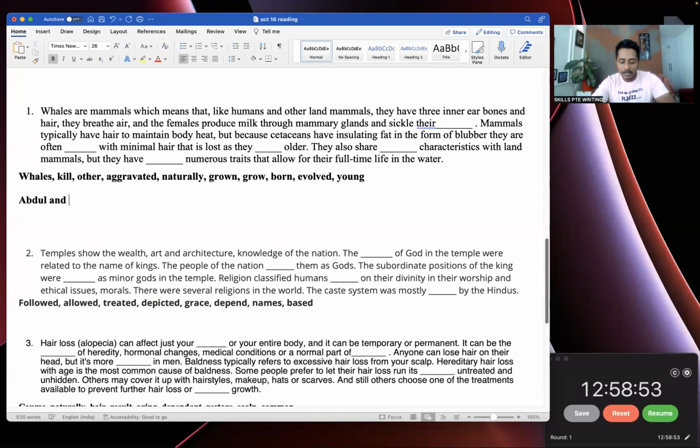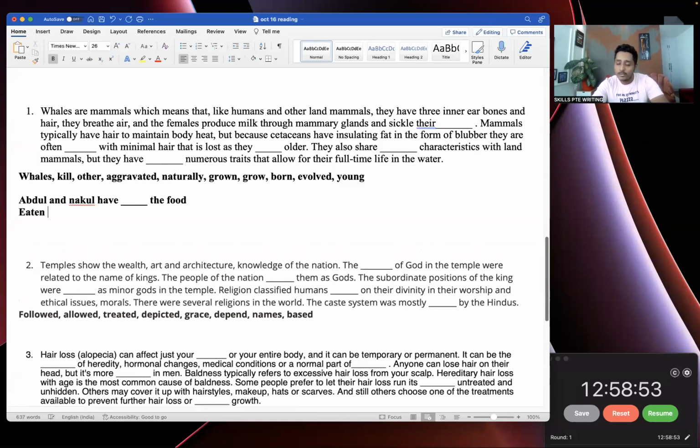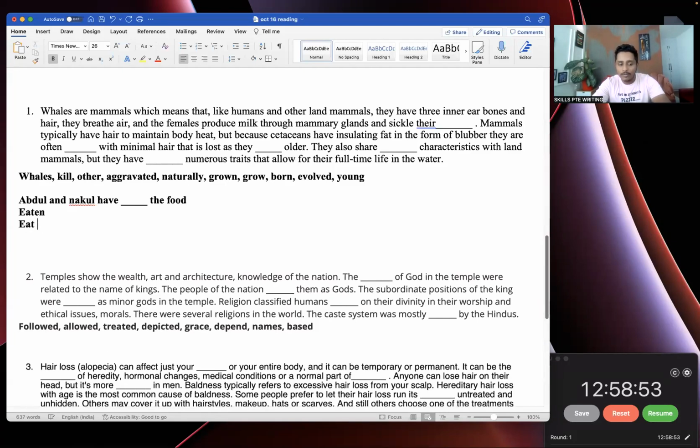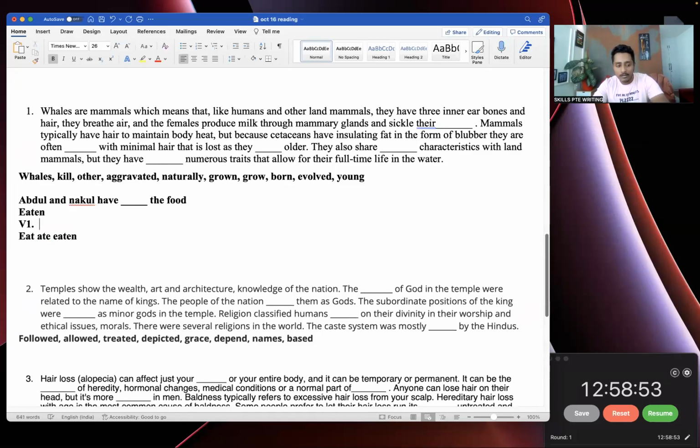Abdul and Nakul have dash the food. Eaten the food. Eaten is verb 1, verb 2 or verb 3? Eaten is V3. After "have", V3 has to come. Nakul and Abdul have eaten food. They have eaten traits. They have some verb 3.